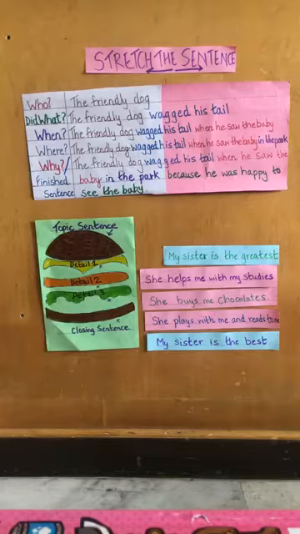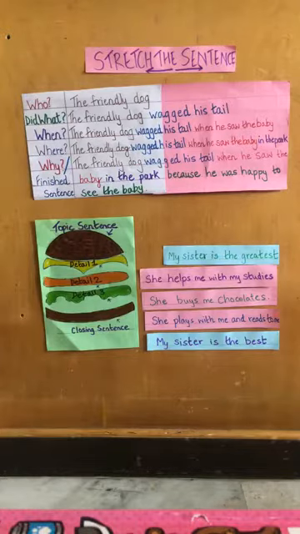So next you can say, where do you think he saw the baby and wagged his tail? The friendly dog wagged his tail when he saw the baby in the park. And why do you think he wagged his tail? The friendly dog wagged his tail when he saw the baby in the park because he was happy to see the baby. Now, whenever we are using why, there's always a because which follows in the answer. So that makes it easier.